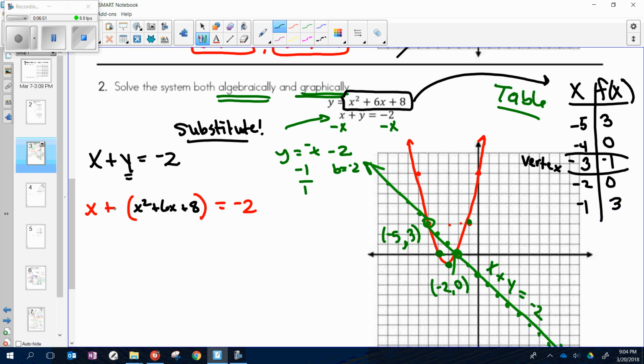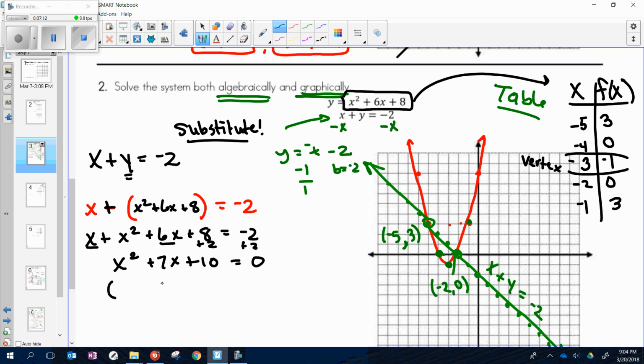All right, since I'm just adding, I don't really need these parentheses, so I'm just going to write it without the parentheses. And I'm going to make it look like a quadratic in standard form by combining those like terms and adding the 2 over. This is very easy to factor, I hope.